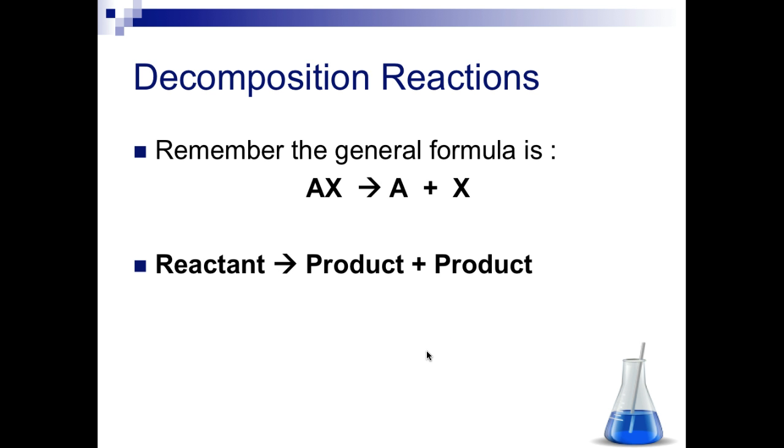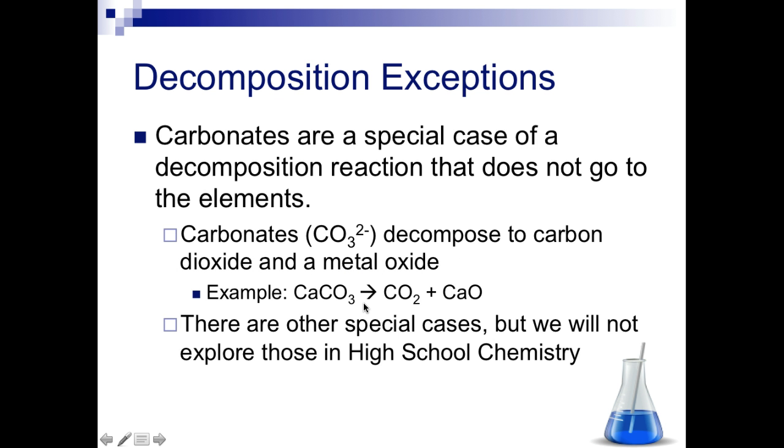Let's look at a decomposition reaction. A decomposition reaction, remember, has some compound AX that's going to break down into some element A plus some element X. So you're going to have 1 reactant breaking down into 2 products. Always. That's a decomposition reaction. Now for this, there are a couple of exceptions. There are 2 ways that you can do a decomposition reaction.